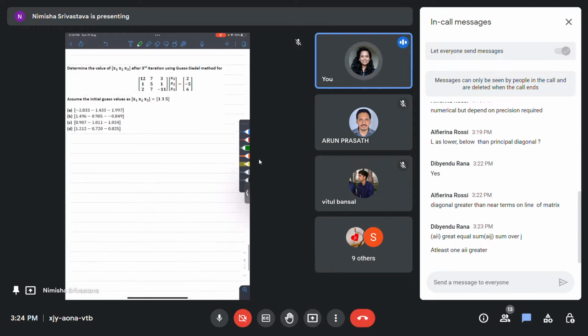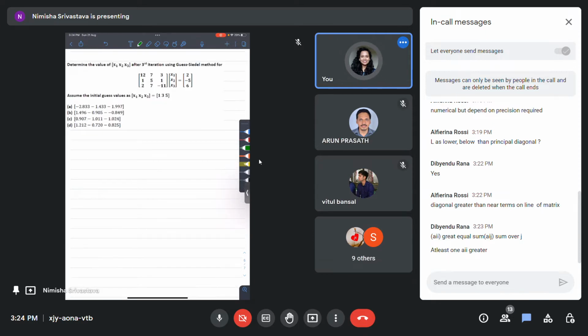Right, let's look at this question. This is given to me in the form of Ax equal to b. Okay, my A is 12 1 2, 7 5 7, 3 1 minus 11.